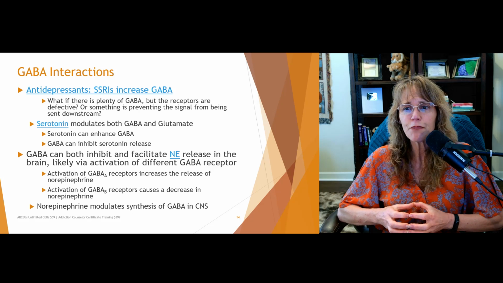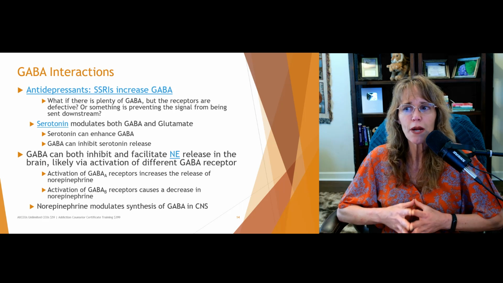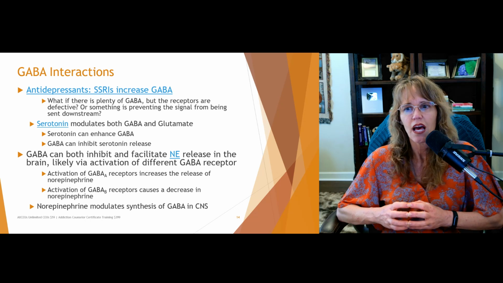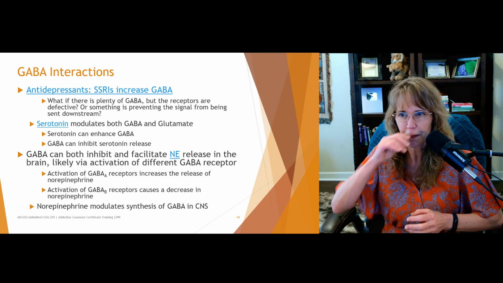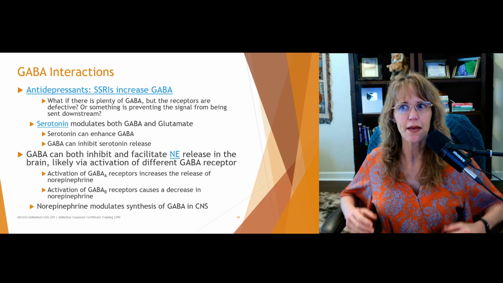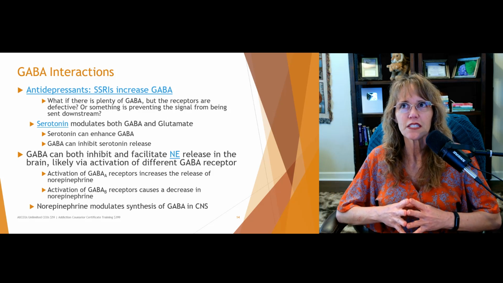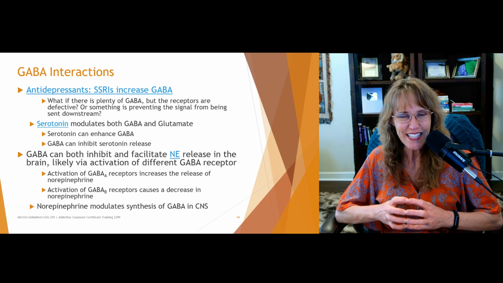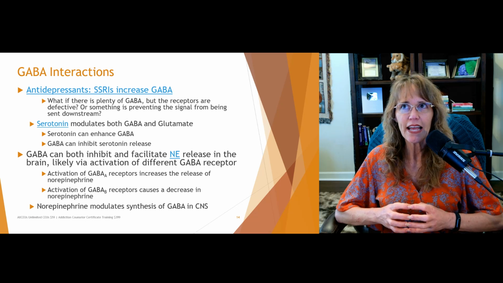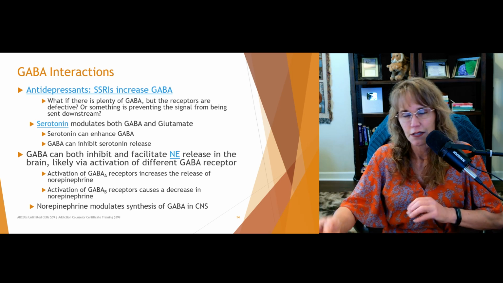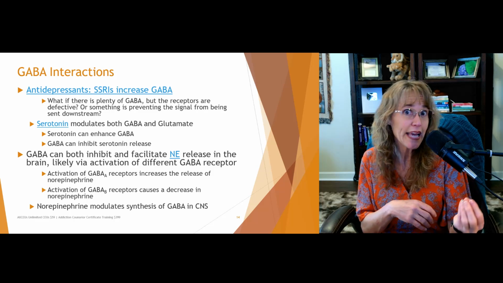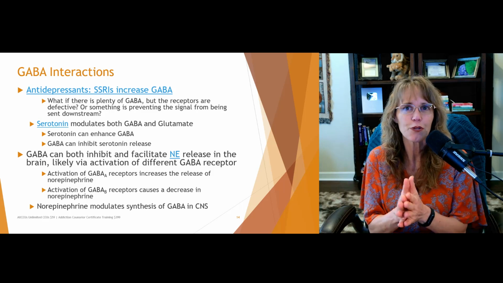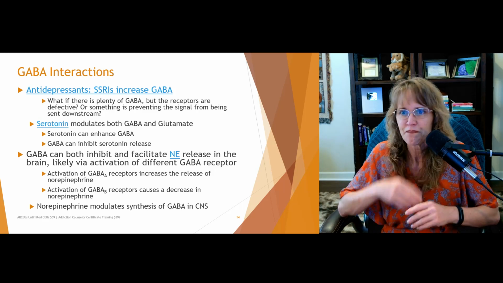GABA can both inhibit and facilitate norepinephrine release in the brain, likely through the activation of different GABA receptors. Norepinephrine is our focus chemical. If somebody's having difficulty with focus, then it could be low norepinephrine levels, but it could be high GABA or high serotonin. So we don't want to jump to conclusions.